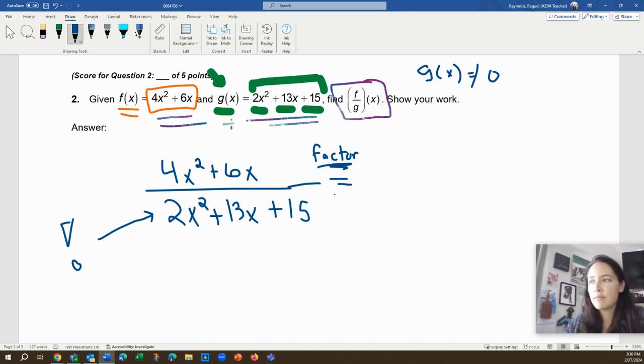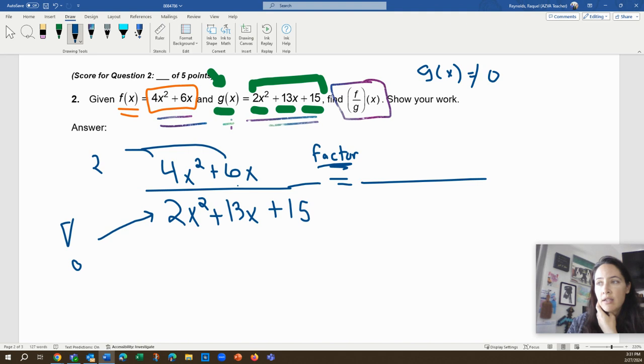Let's factor. Factoring the top, the numerator, I'm looking for numbers they have in common or variables they have in common. 4 and 6 are my numbers. Do they have any factors or numbers that multiply together to equal them that are common? Well, think about it. 4 can be written as 2 times 2. 6 can be written as 2 times 3. Aha! They both share a 2. So I can pull out a 2.